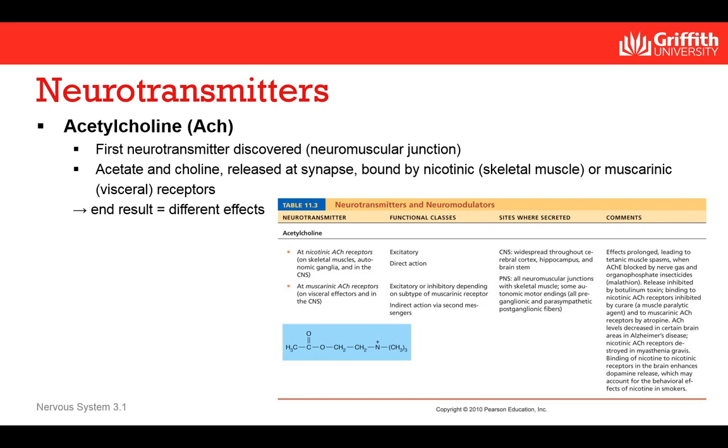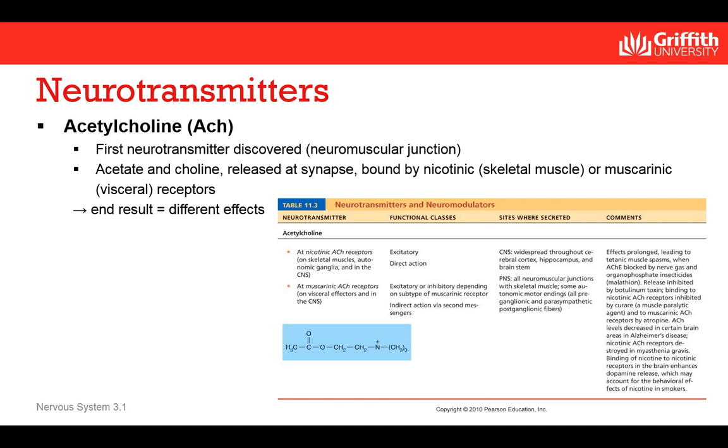ACH is synthesized from acetic acid and choline, and is transported into synaptic vesicles for later release at the neuromuscular junction. Once released at the presynaptic terminal, ACH binds briefly to the postsynaptic receptor and is then released and degraded by the enzyme acetylcholine esterase at the synaptic cleft.